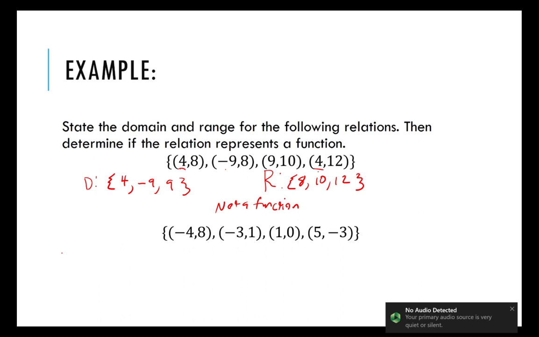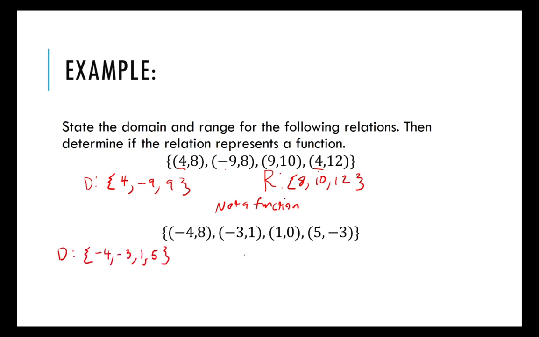Then, next one, let's do the domain of this set of ordered pairs. So -4, -3, 1, and 5. Then the range values, 8, 1, 0, and -3. Let's ask ourselves, is this thing a function? And so look, none of the x values repeat, and since none of the x values repeat, we can say that yes, it's a function.